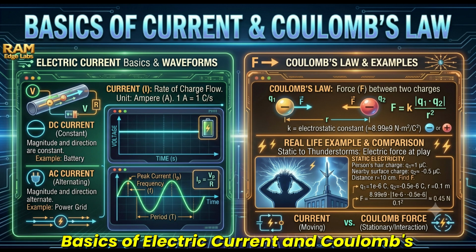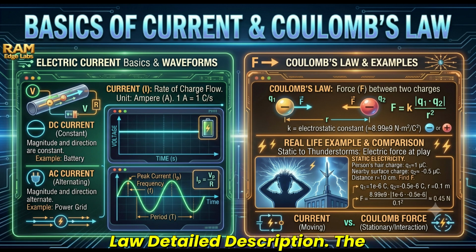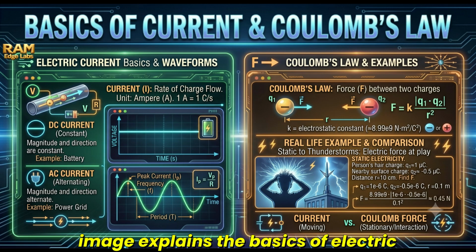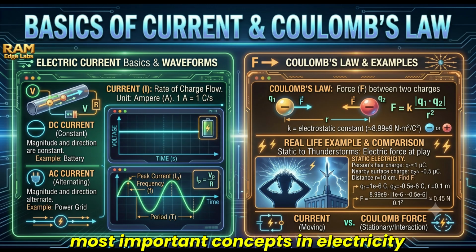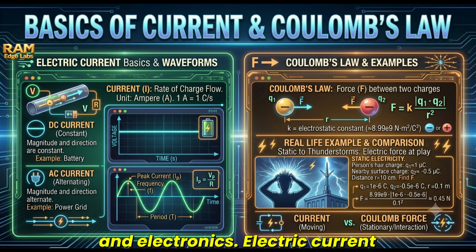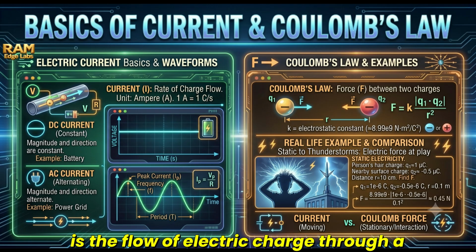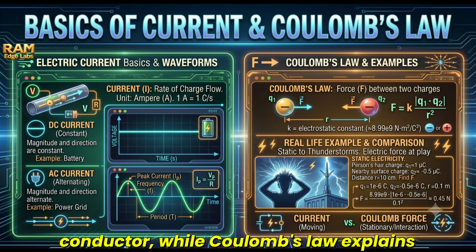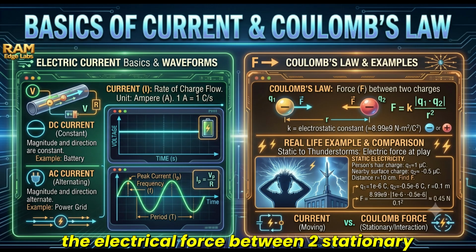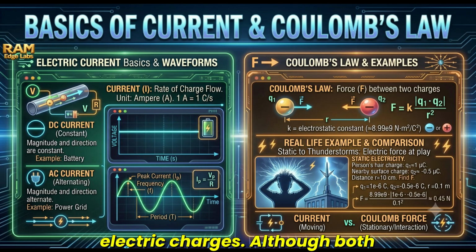Basics of electric current and Coulomb's law. Detailed description. The image explains the basics of electric current and Coulomb's law, two of the most important concepts in electricity and electronics. Electric current is the flow of electric charge through a conductor, while Coulomb's law explains the electrical force between two stationary electric charges.